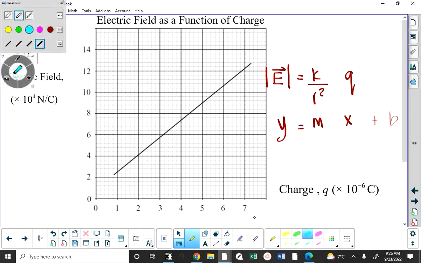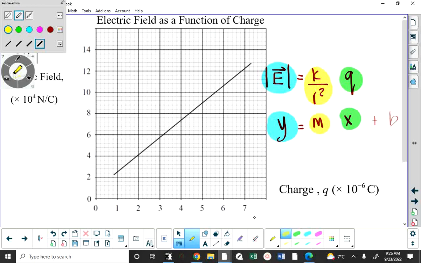You can choose to indicate what I'm telling you in any way you like. That's plotted on the y-axis. This is plotted on the x-axis. And what that tells us is that the slope of this line is equal to k over r squared.